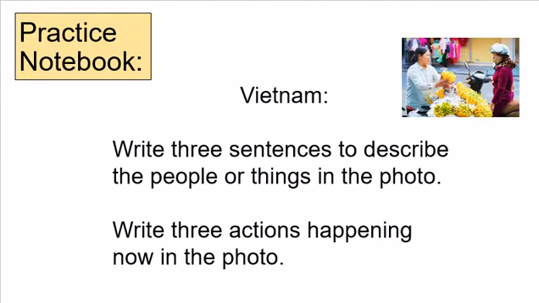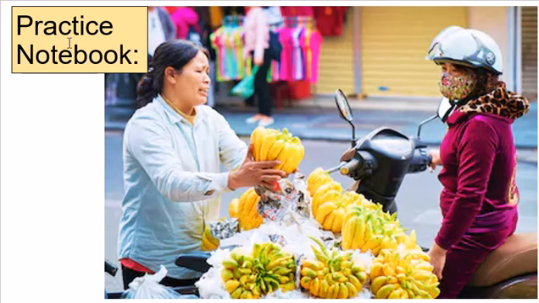So another example, in Vietnam, can you write 3 sentences to describe the people or things in the photo? And 3 actions happening right now in the photo? Okay, so here's the photo. In your practice notebook, I want you to write 6 sentences about this photo using present simple and present progressive. Okay.